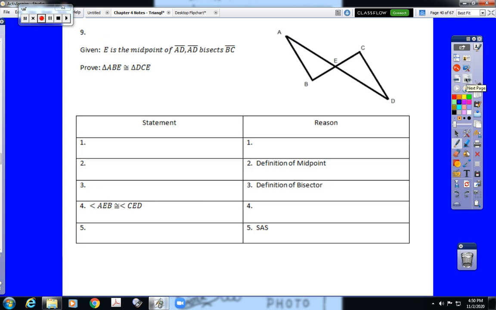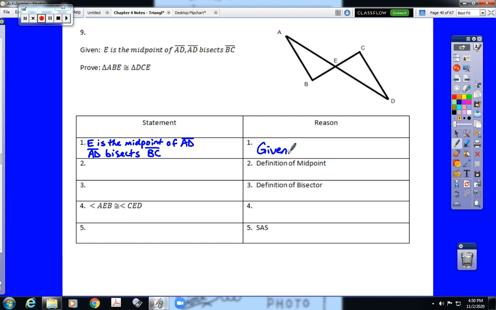Okay, here in this third proof, once again, we start every proof the same way with our givens. E is the midpoint of segment AD, and segment AD is bisecting segment BC. Those are the givens. Now again, neither one of those directly states congruence, and we need it to state congruence in order to use it to prove congruence. So we start with the midpoint statement there.